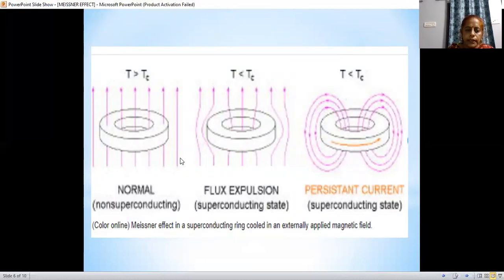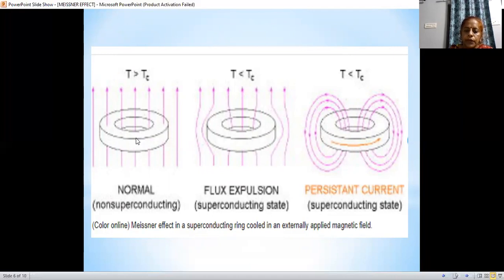Initially, here T is greater than Tc. That means the state of the material will be normal. And this is my sample, which is in the form of a ring. Since the sample is in the normal state because of temperature, so on application of magnetic field, we will see that field lines will pass in the interior as well as in the external region around the superconductor.